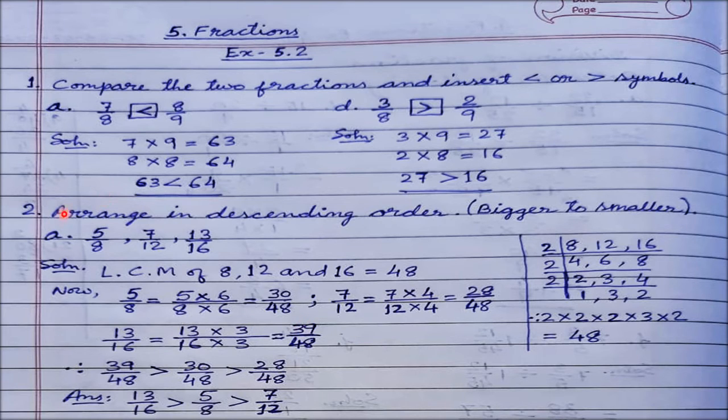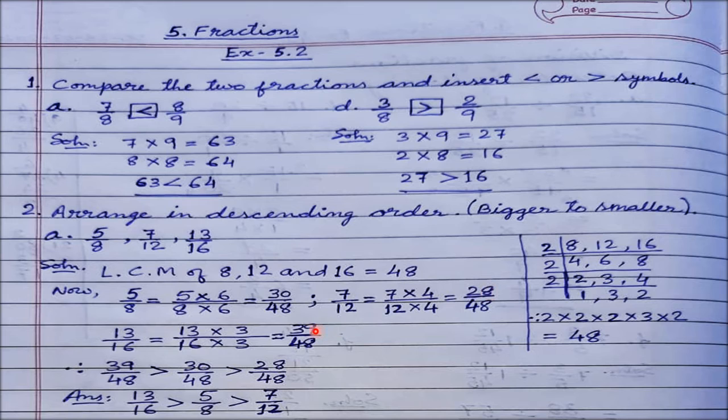Now all the 3 fractions we have made them like fractions. How? Because their denominators have become same now. So first fraction 30 by 48, second 28 by 48 and third one 39 by 48. Now we can easily compare them. Once the denominators are same, we can compare them by their numerators.